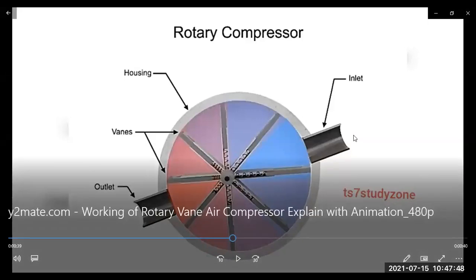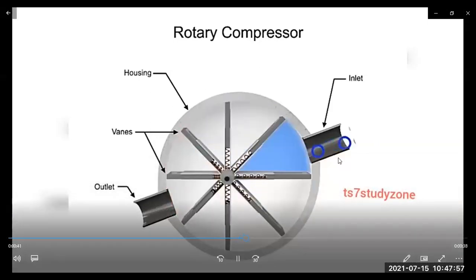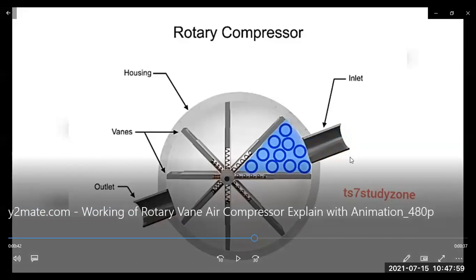Okay, so here, on the right hand side, they have taken the inlet, so here air will enter, you can see. Okay, so here the air has entered now. From the left hand side the air entered, and this air is entrapped, it is stored inside the van and casing.